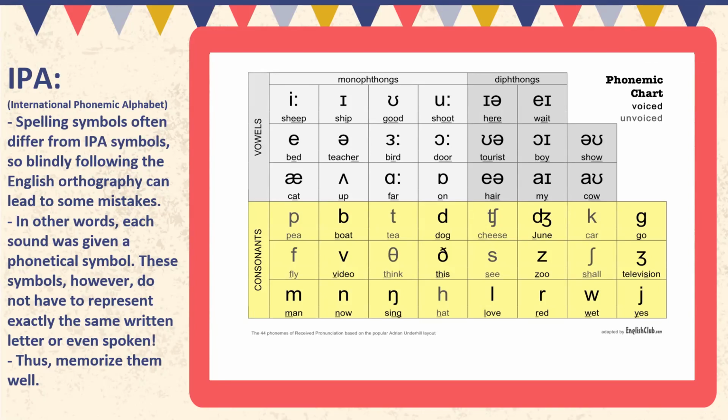Spelling symbols, for example the word often, it can have two pronunciations. We can say it with the t or without it. I prefer to say it with the t because it is something special. Spelling symbols often differ from IPA symbols, so blindly following the English orthography can lead to some mistakes.